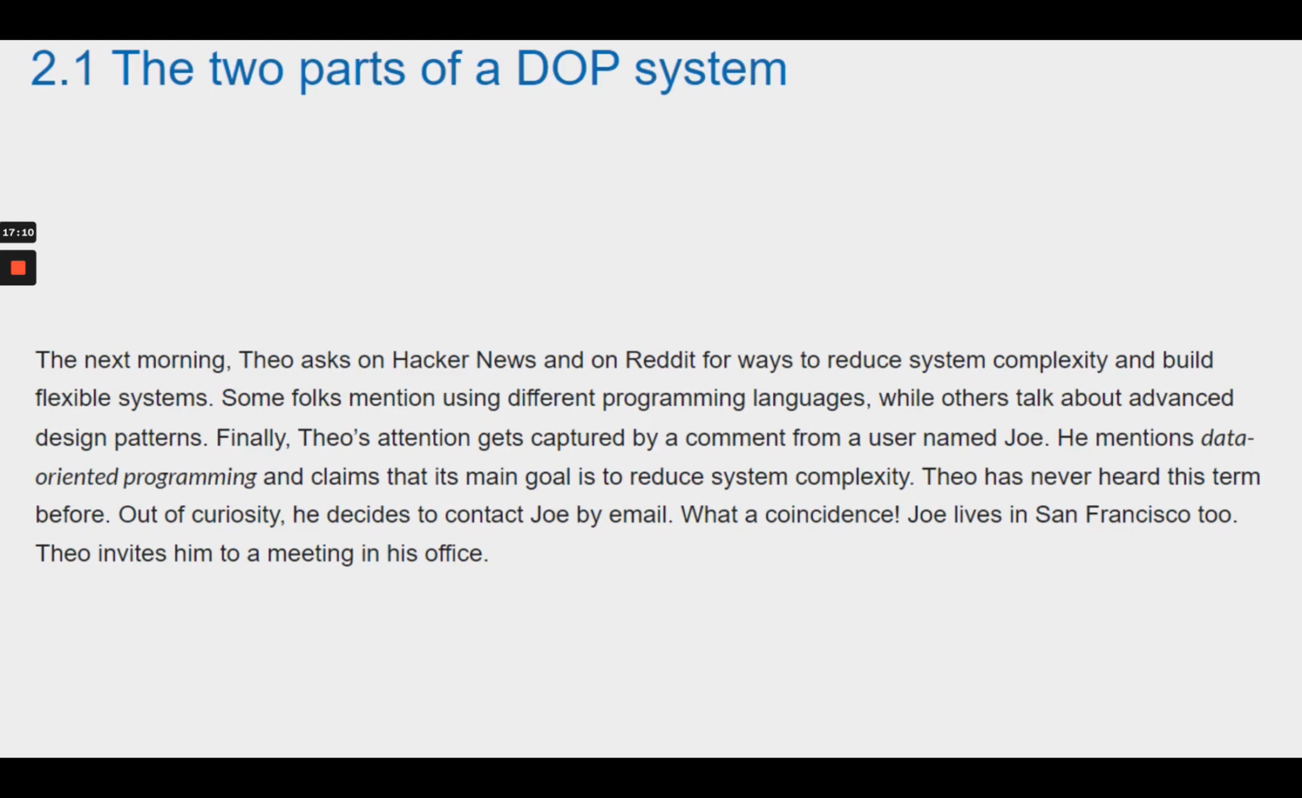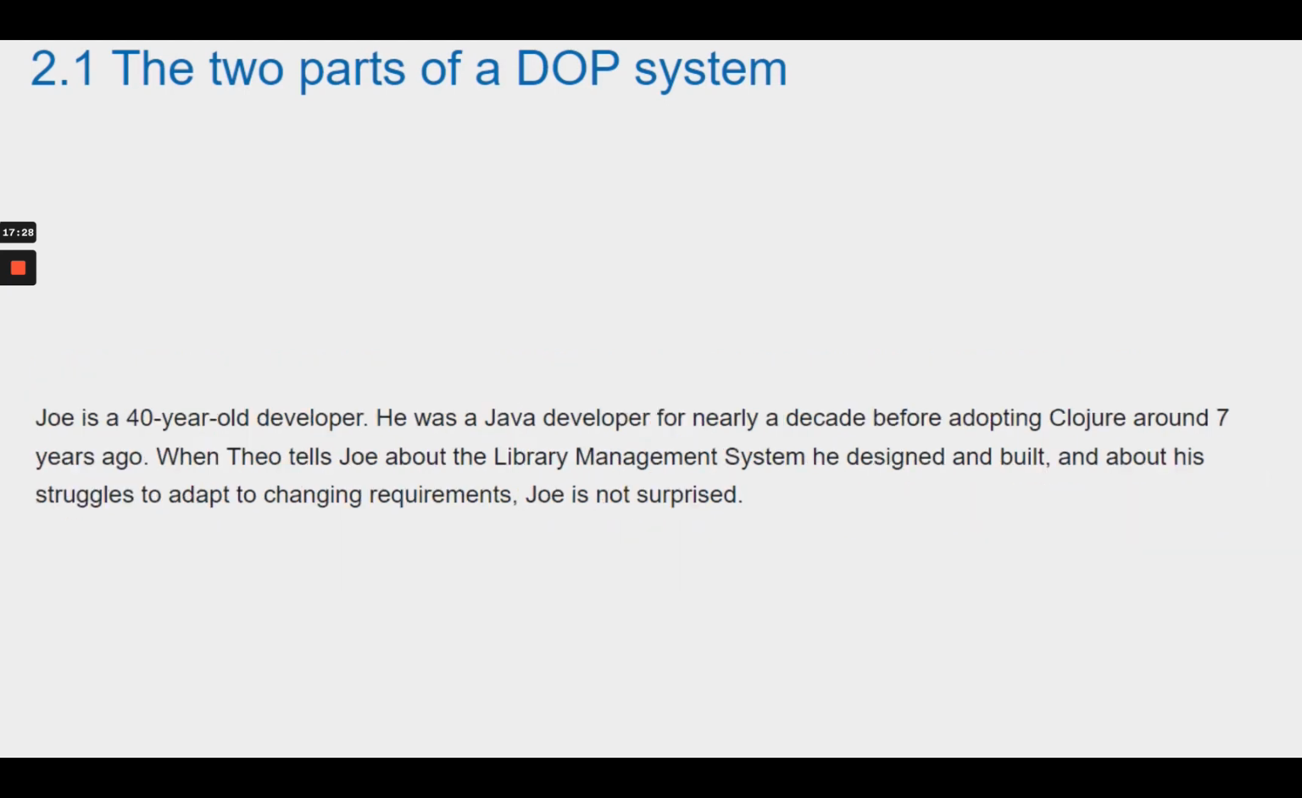He mentions data-oriented programming and claims that its main goal is to reduce system complexity. Theo has never heard this term before. Out of curiosity, he decides to contact Joe by email. What a coincidence! Joe lives in San Francisco too. Theo invites him to a meeting in his office. Joe is a 40-year-old developer. He was a Java developer for nearly a decade before adopting Clojure around 7 years ago.